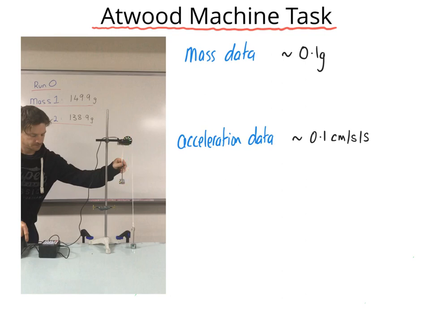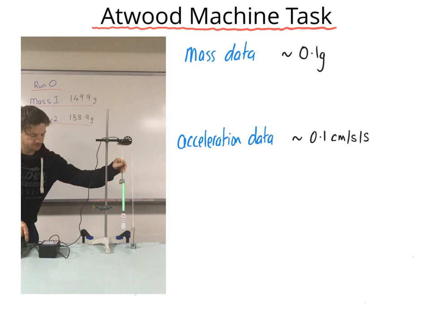So then, as the pulley turns, it will spin faster and faster and faster. So the amount of time it takes for the laser to disappear, then reappear on the sensor, will be getting smaller. And the smart timer uses that information to calculate an acceleration. So we see here the two masses.